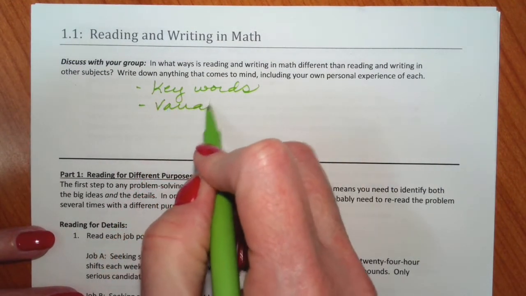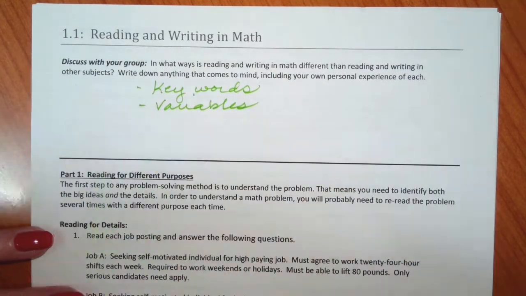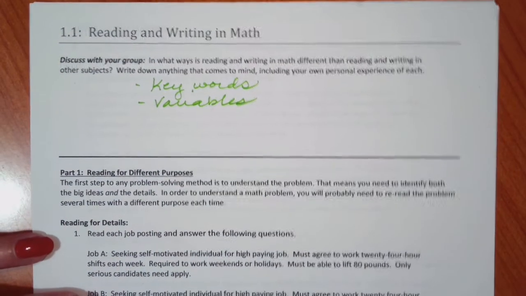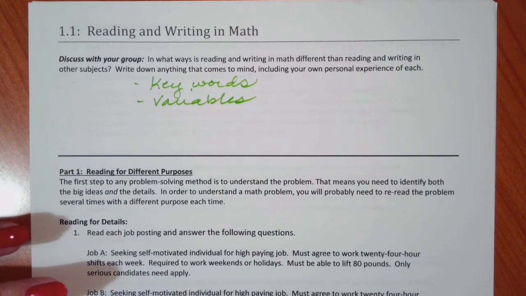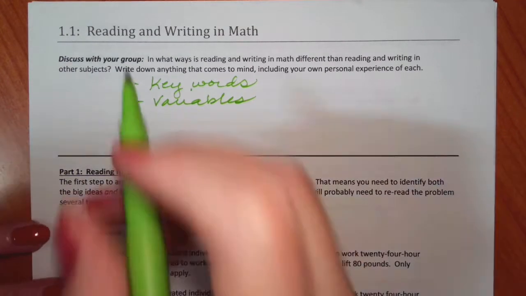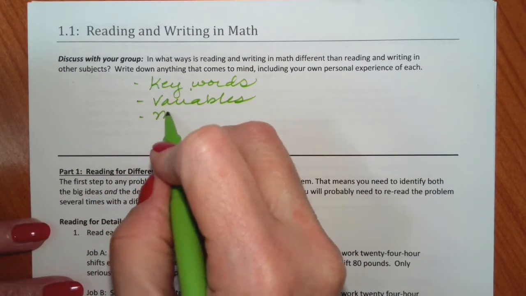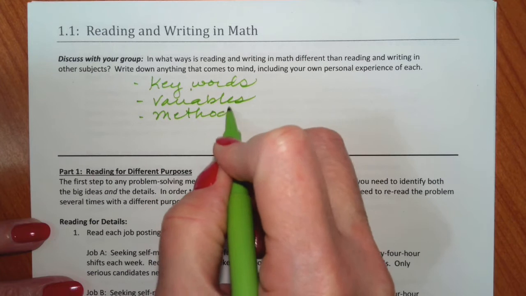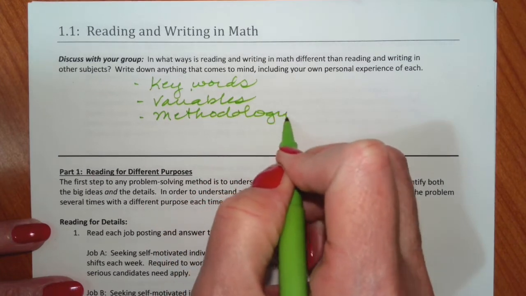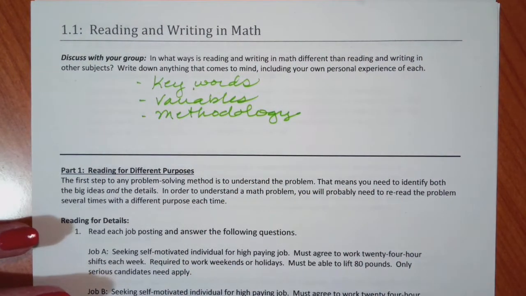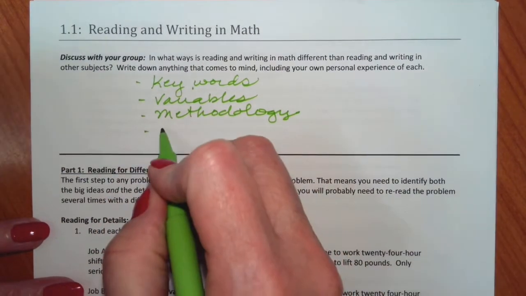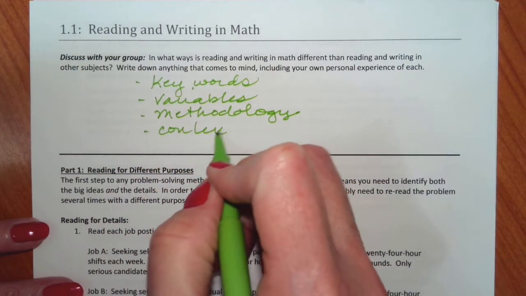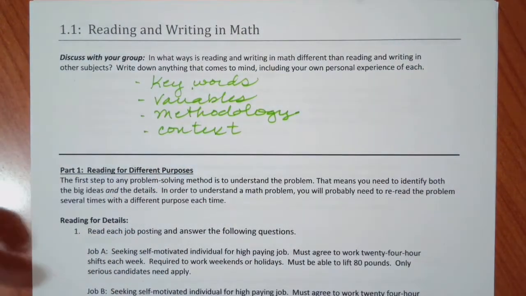Identifying the variables. If you're reading it and it's a question, what do they want to know, or what is unknown in the problem? Methodology. How are you going to take this information and either come up with a method to solve or do something else? And context. There are many others, and I'm sure you can think of many more. These are just some that came to mind.